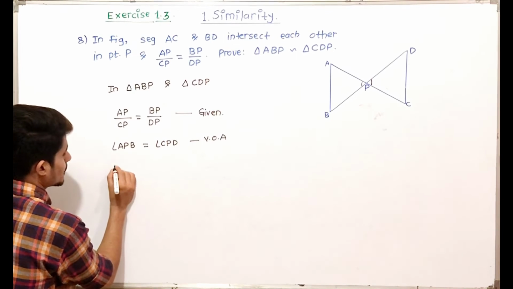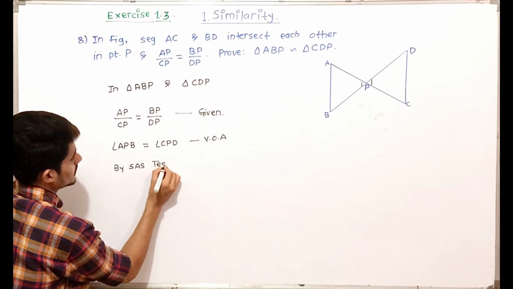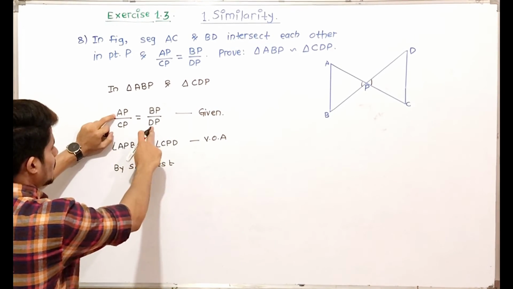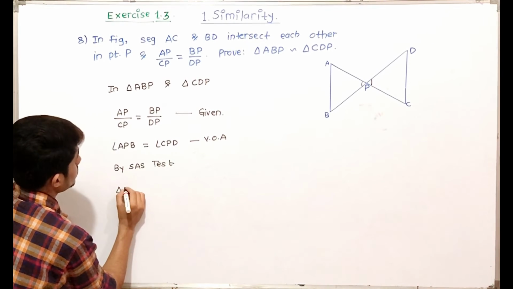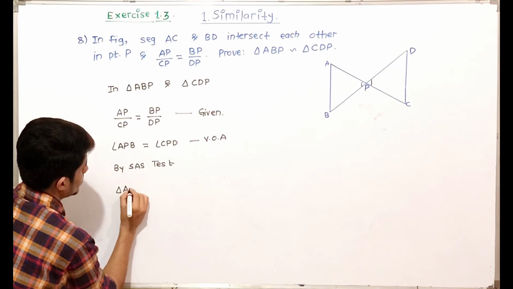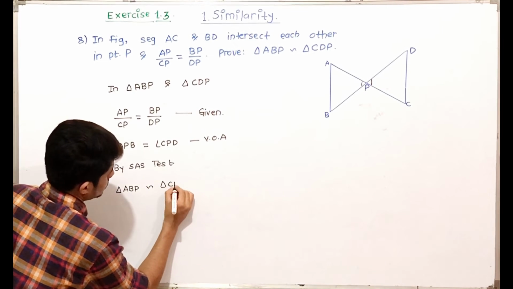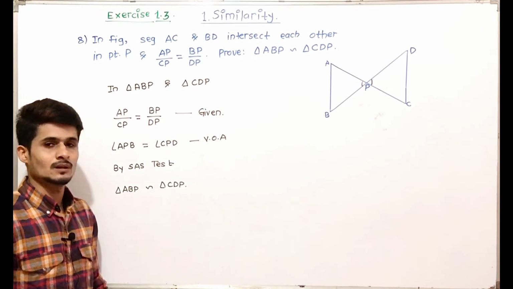So by the SAS test, that is two sides in proportion and the included angle equal, the triangles will be similar. That is, triangle ABP is similar to triangle CDP by the SAS test.